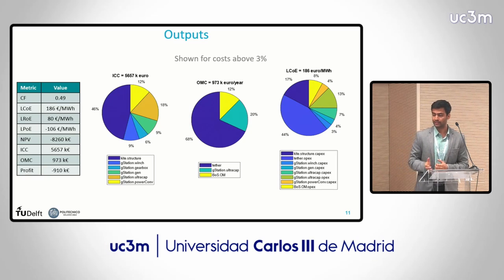And the ultracapacitor costs are also significant because you have to replace the ultracapacitor after a certain life. Usually there are 1 million cycles, but we reel out and reel in every 60 seconds almost. So you really fill up the lifetime of the ultracaps, and you have to replace them maybe once in 2 or 3 years. And then you see a LCOE split, where again you see the kite structure cost.